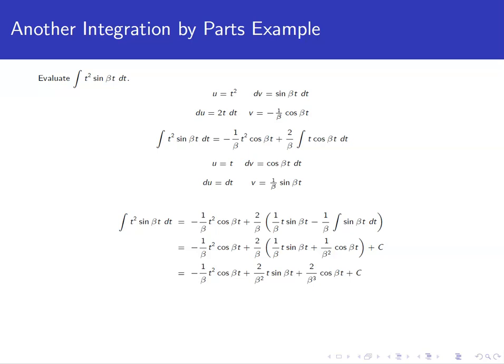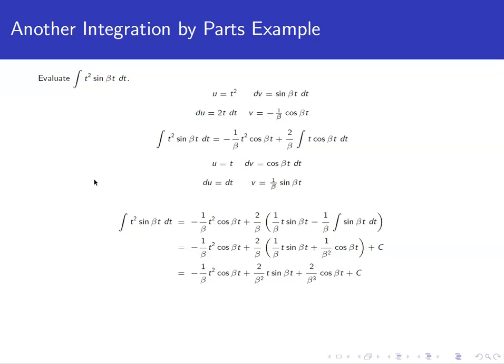In this case, the function that'll get simpler when we differentiate is t squared. If we differentiate t squared enough times, it will go away. It'll become a constant. So we'll let u equal t squared. That leaves dv to be sine of beta t dt. Differentiate u to get du is 2t dt. Anti-differentiate dv. An antiderivative for just sine would be negative cosine. We've got a beta times t that we'll have to adjust for, and that's where the negative 1 over beta comes in there in front.